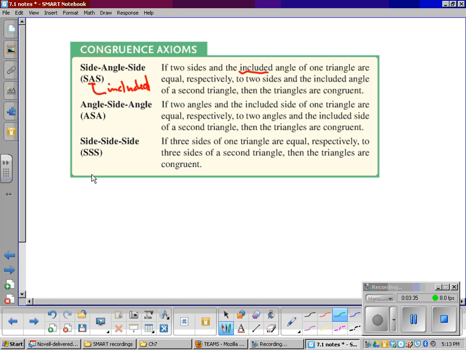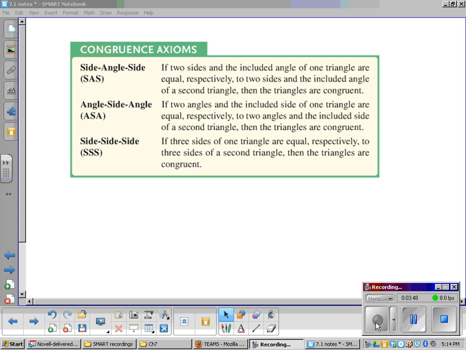If you get two triangles that have the corresponding sides equal to each other, then those triangles are congruent as well. So these are the three congruence axioms that you need to be familiar with. You may want to pause here and write these down, or you can find this in the chapter contents of your book and print it off and put it in your notes.